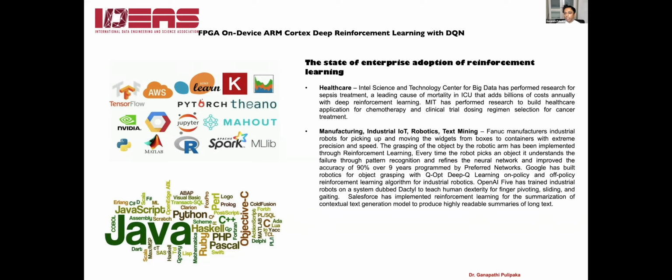It has been implemented with QT-Opt and DQN learning, on-policy and off-policy reinforcement learning algorithms. And so basically, OpenAI has implemented this for Dactyl. And the Dactyl we have seen already, where it teaches humans dexterity, for finger pivoting, sliding, and gaiting. And there's also another company, Salesforce, that has implemented it for summarization, using contextual text generation models to produce highly readable summaries of long text.